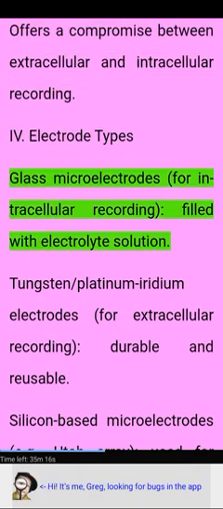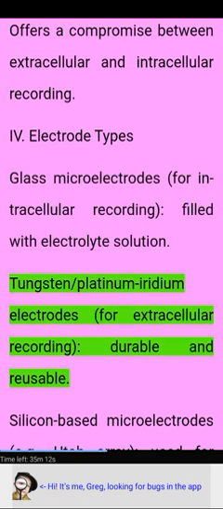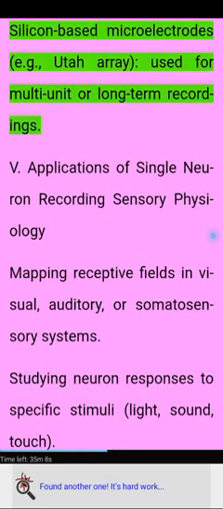4. Electrode types. Glass microelectrodes for intracellular recording, filled with electrolyte solution. Tungsten or platinum-iridium electrodes for extracellular recording, durable and reusable. Silicon-based microelectrodes, e.g., Utah array or MEA, used for multi-unit or long-term recordings.